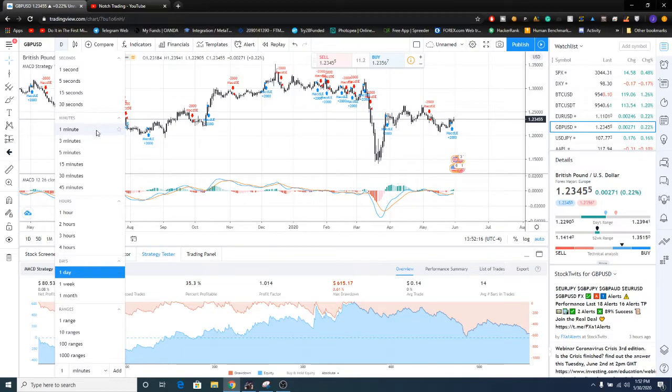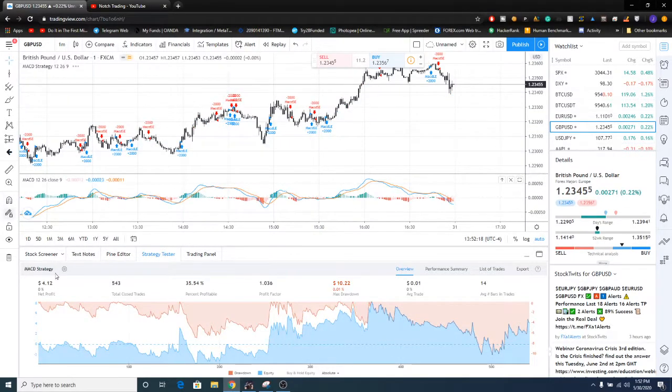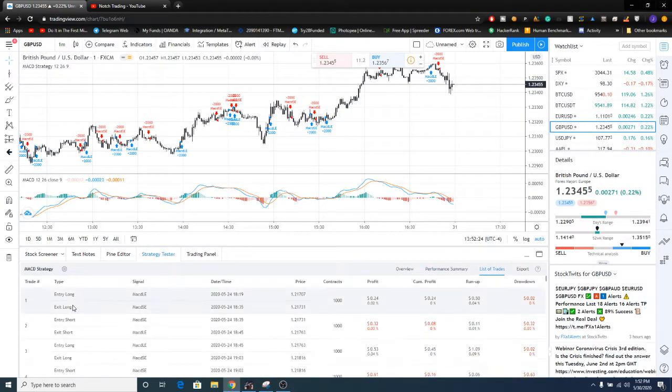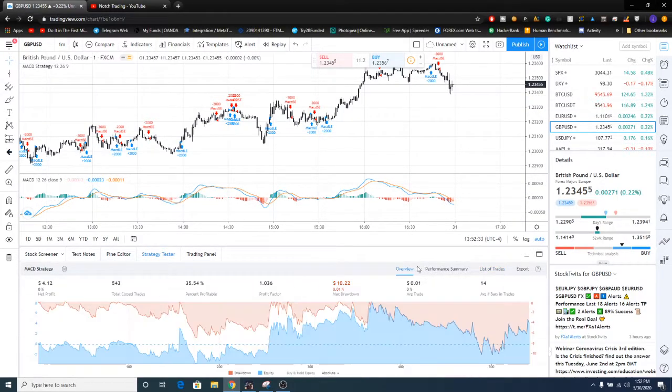For example, if I went down all the way to the 1 minute, there'd still be a lot of trades, but it only goes back to barely a couple days ago. So that is what you need to keep in mind when you're looking at the strategy tester. As you can see, this might show it's profitable. It's taken over 500 trades, and it does include a profitability here.